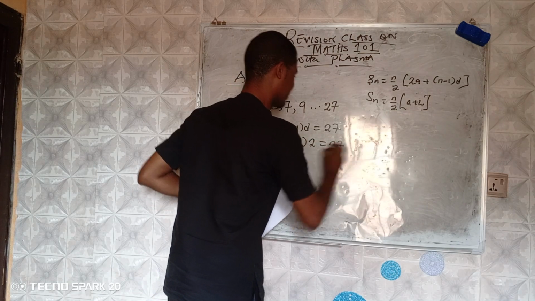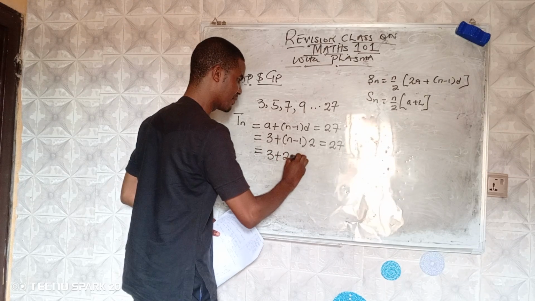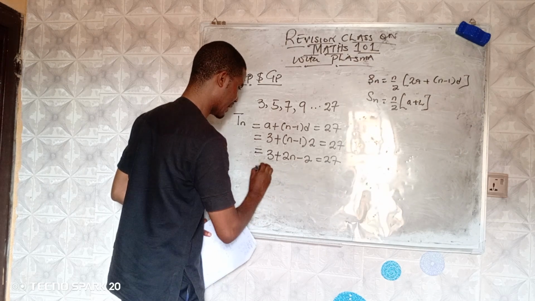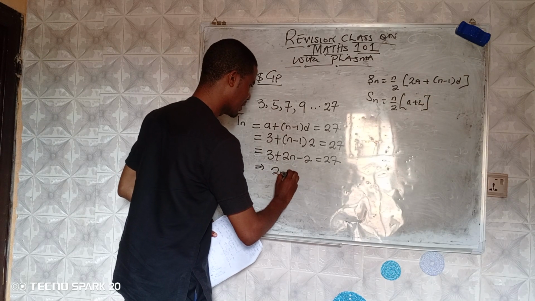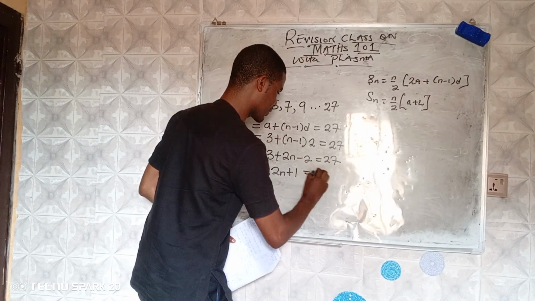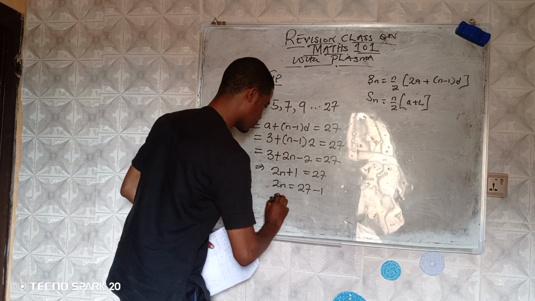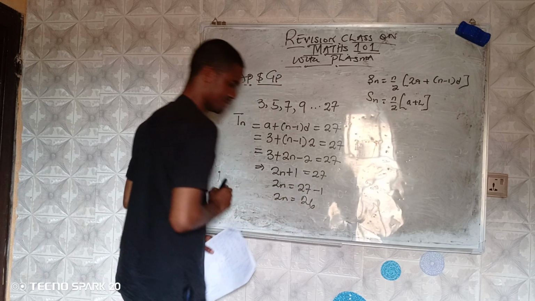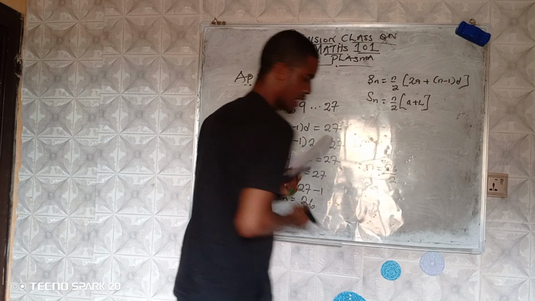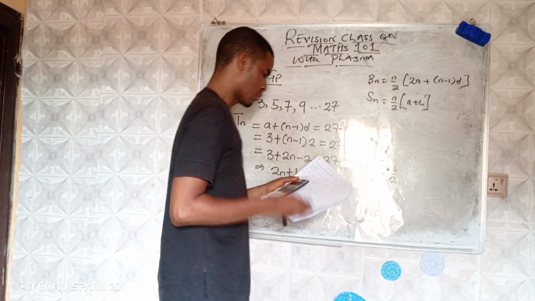So I'm going to have 3 plus (n minus 1) times 2 is equal to 27, which is 3 plus 2n minus 2 is equal to 27. 3 minus 2 is 1. I have 2n plus 1 equals 27. 2n equals 27 minus 1. 2n equals 26. So that n becomes 26 over 2. And when we do 26 divided by 2, we get 13.